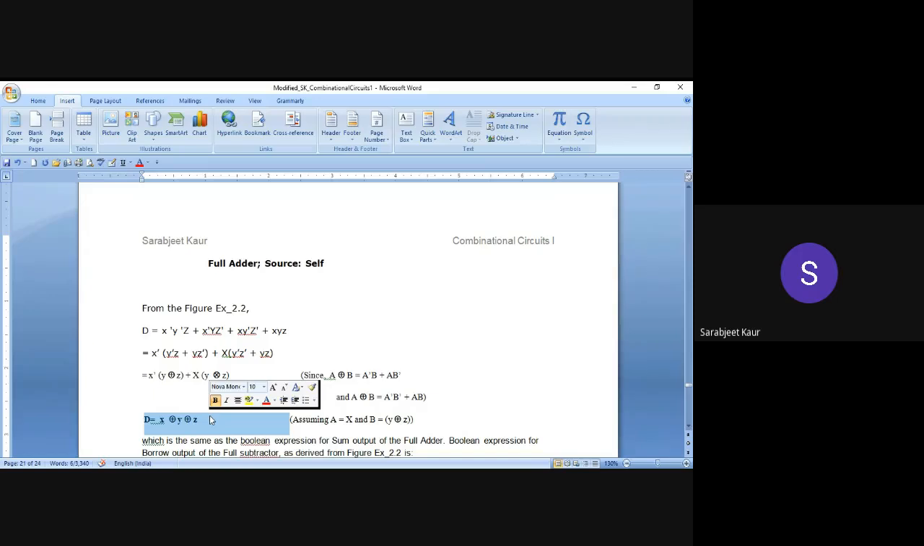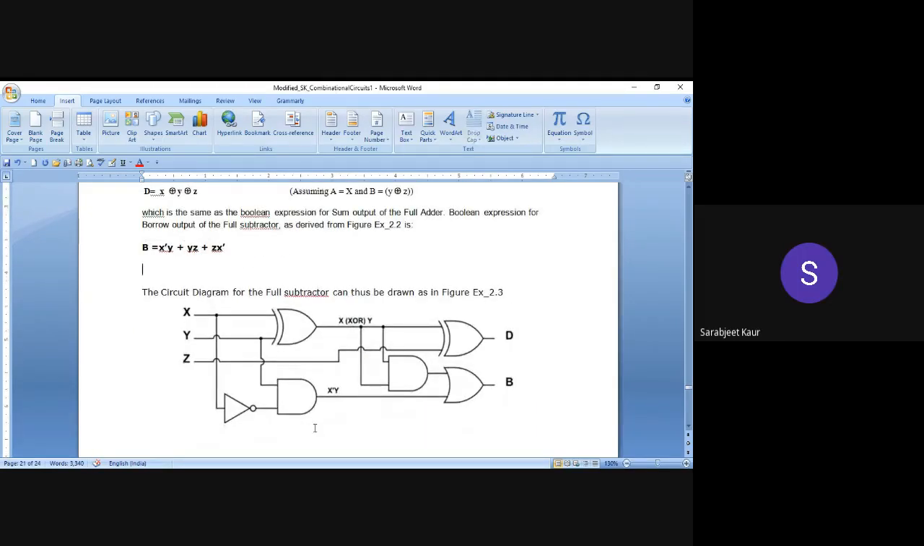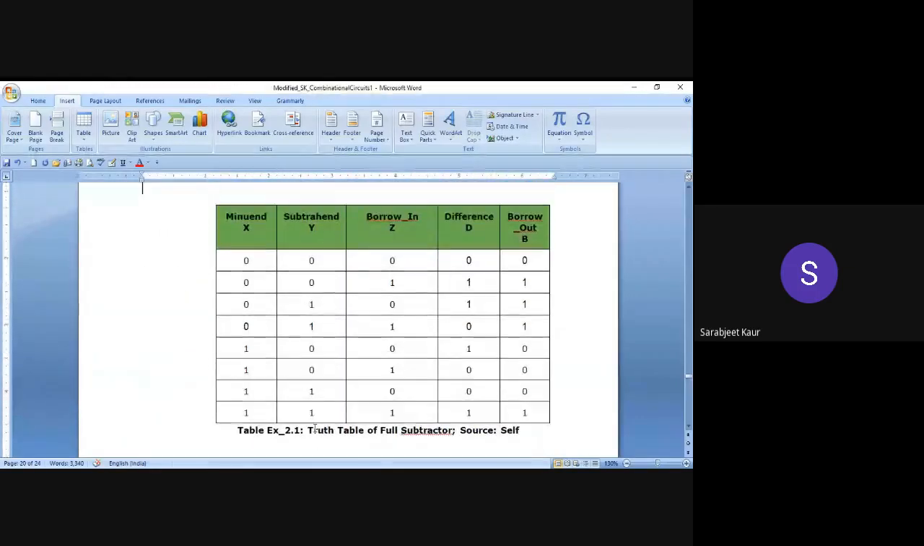Does somebody have a problem in this? Okay, good. Let us look at the borrow expression now. Can you please work out the borrow expression as well? And then we'll compare notes.